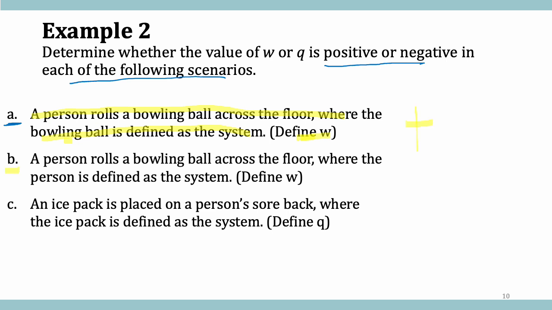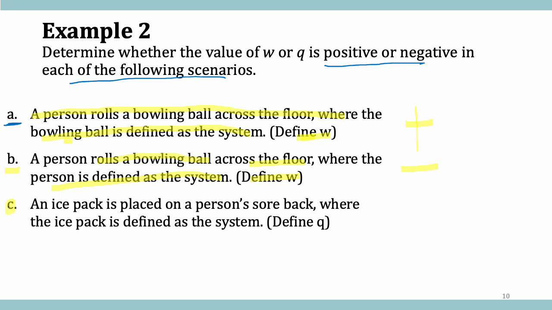Let's try B. A person rolls a bowling ball across the floor, where the person is the system. So if the person is the system, when the person rolls the ball, they have to do the work. The person is doing the work, and the person is the system, which means the system is doing the work. If the system is doing the work, the system will lose energy, which means this work is negative in sign because it's losing energy.